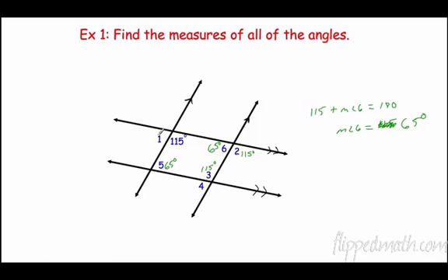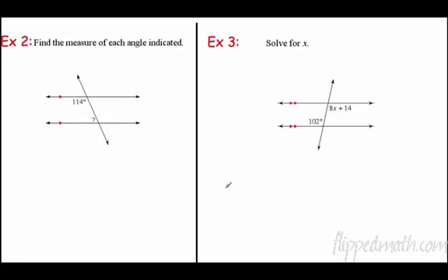All right, let's see. Now 1 is corresponding with 6. 1 corresponds to 6, so that's also 65. When I'm going on this line, 6 corresponds to 4, so that is also 65. All right, let's try another one.